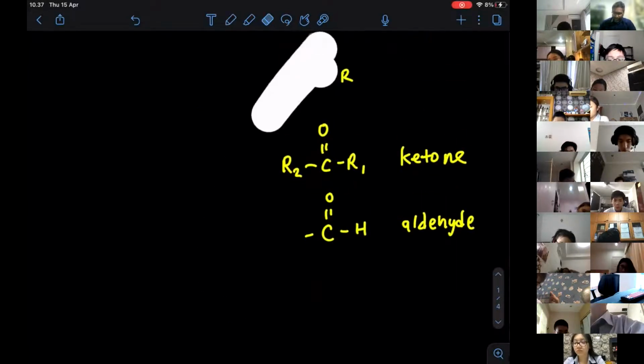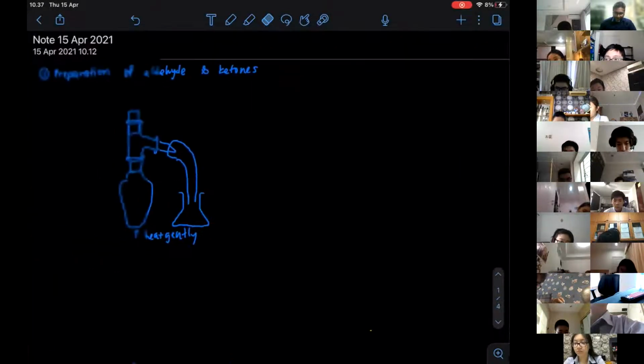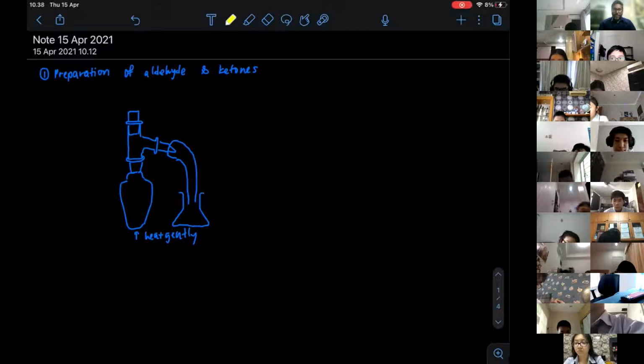Coming back to what we have learned in the class based on your investigation: how do we prepare aldehyde and ketone? I think the way that you can prepare aldehyde is using primary alcohol, oxidized. If you are preparing from something else, for example carboxylic acid, then you can do reduction. But let's focus on alcohol, for example.